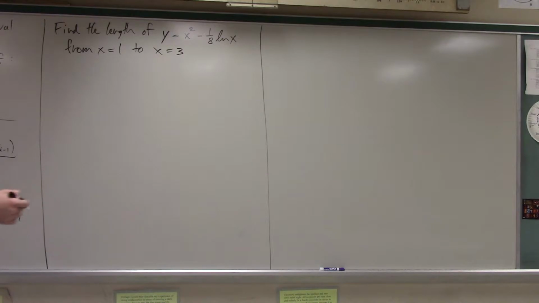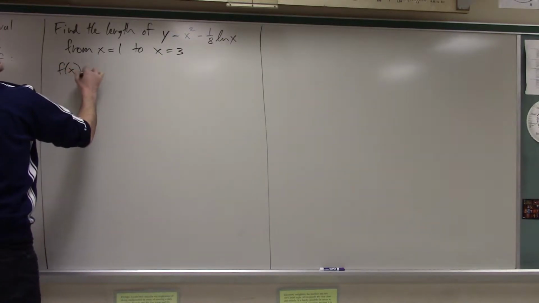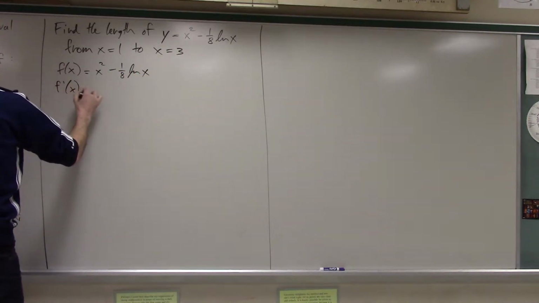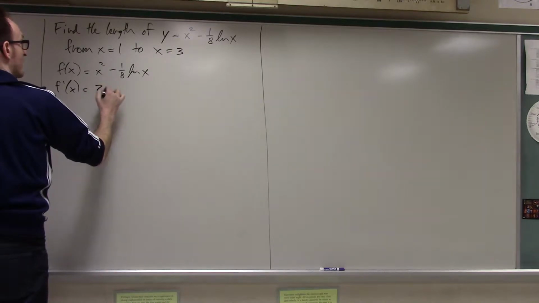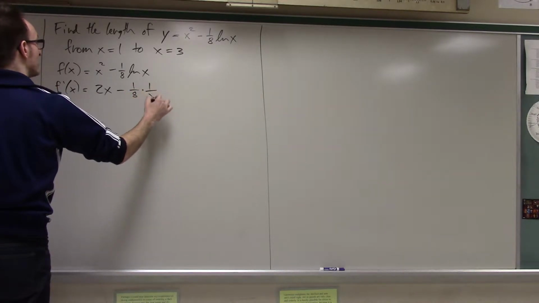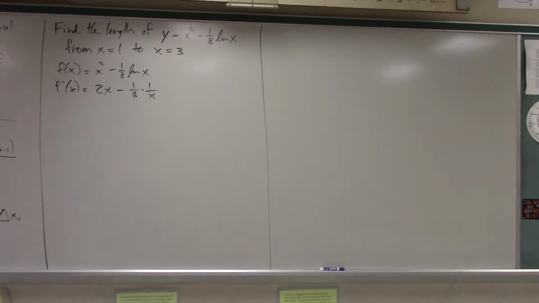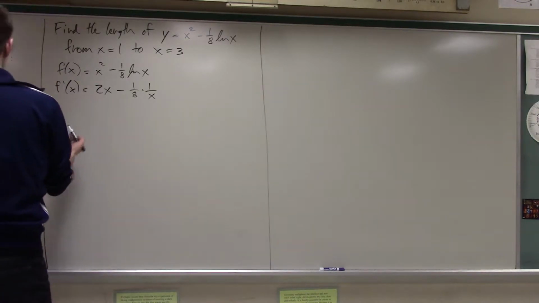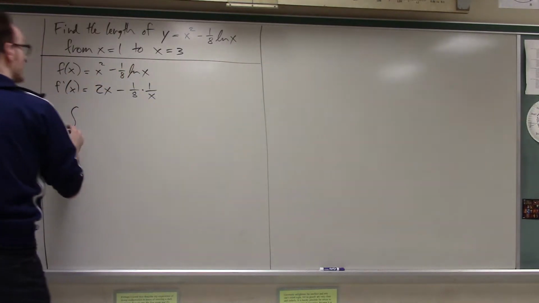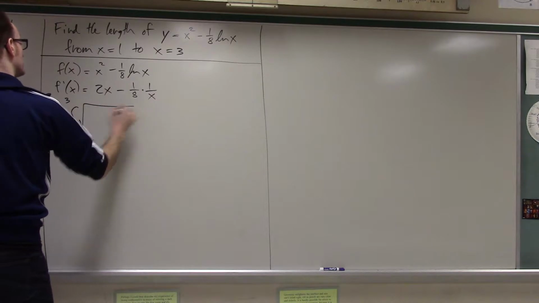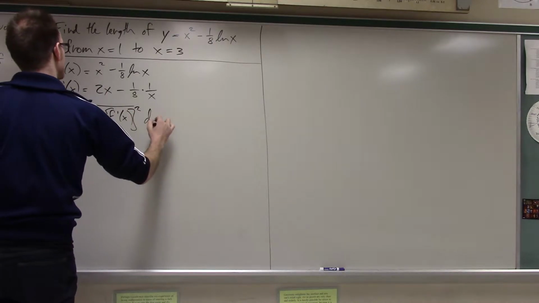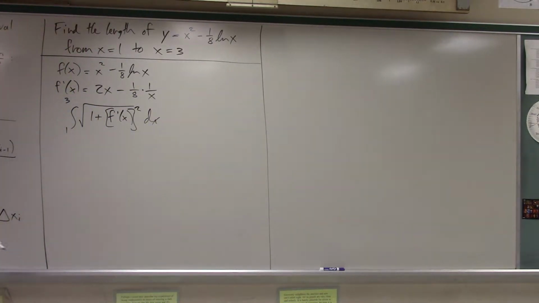I guess first I need to know what the derivative is. So I have this function, f of x equals x squared minus 1/8 ln x. And then the derivative of this function is 2x minus 1/8 times 1 over x. All right, and so basically the length of this arc is going to be the integral from 1 to 3 of root 1 plus this derivative squared dx. All right, so now this just becomes a math problem.